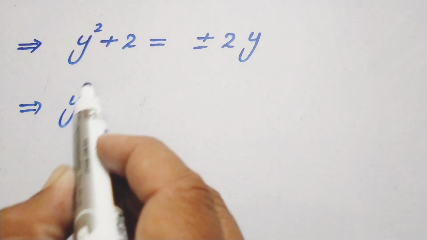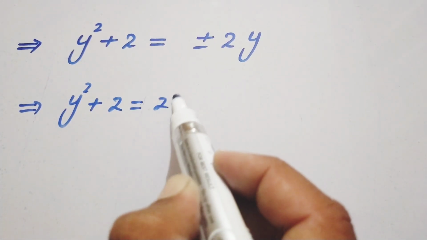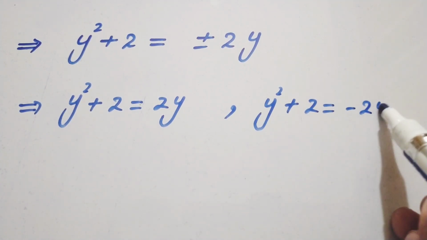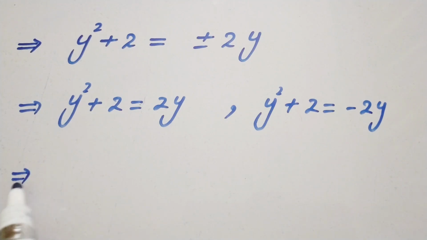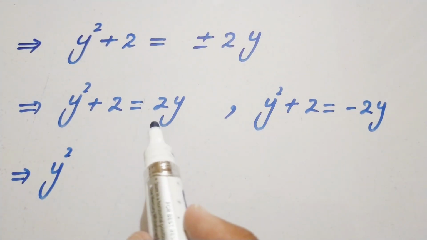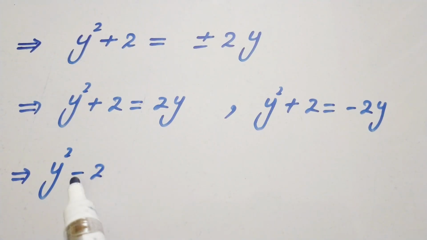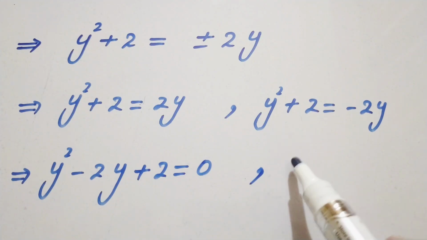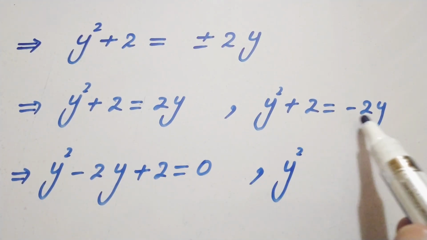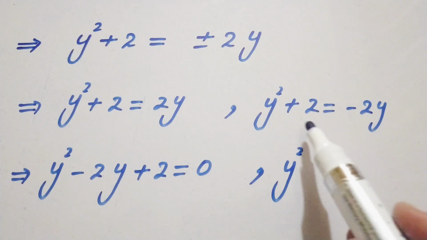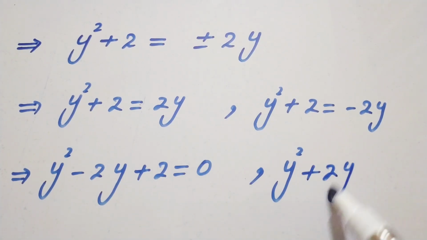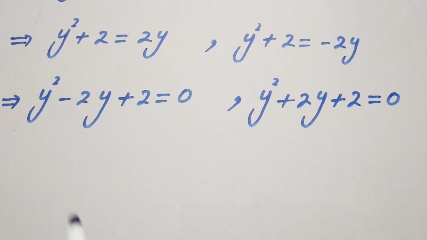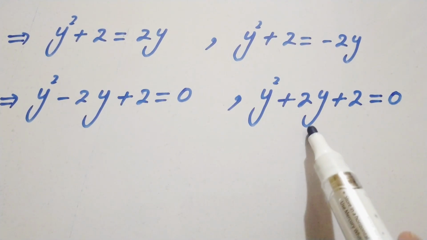So first case y square plus 2 is equal to 2y and y square plus 2 is equal to minus 2y. This implies y square, move this 2y from right hand side to left hand side, it gives minus 2y plus 2 is equal to 0. And y square, move this negative 2y from right hand side to left hand side, it becomes positive 2y plus 2 is equal to 0. Now this is case 1 and this is case 2.